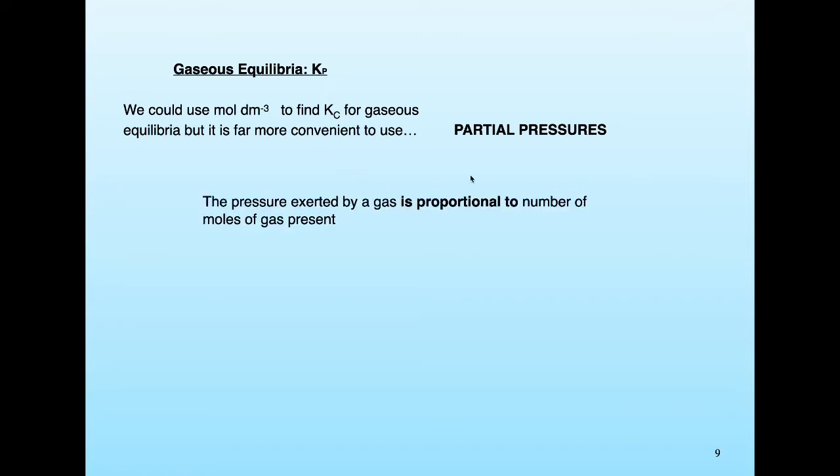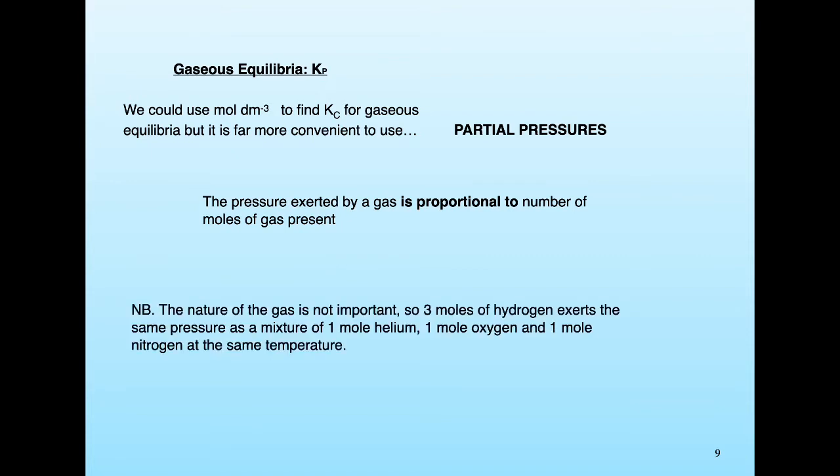Now, these are little rules and laws that you need to remember. The pressure exerted by a gas is proportional to the number of moles of gas present. Well, that makes sense, doesn't it? If you've got double the amount of gas in the same space, then the pressure is going to double. This feels like physics, doesn't it? The nature of the gas is not important. So, 3 moles of hydrogen exerts the same pressure as a mixture of 1 mole of helium, 1 mole of oxygen, and 1 mole of nitrogen, at the same temperature, obviously. Okay? Again, this is not very intuitive, but it is true that if you have a mole of gas, regardless of which gas it is, it exerts the same pressure.